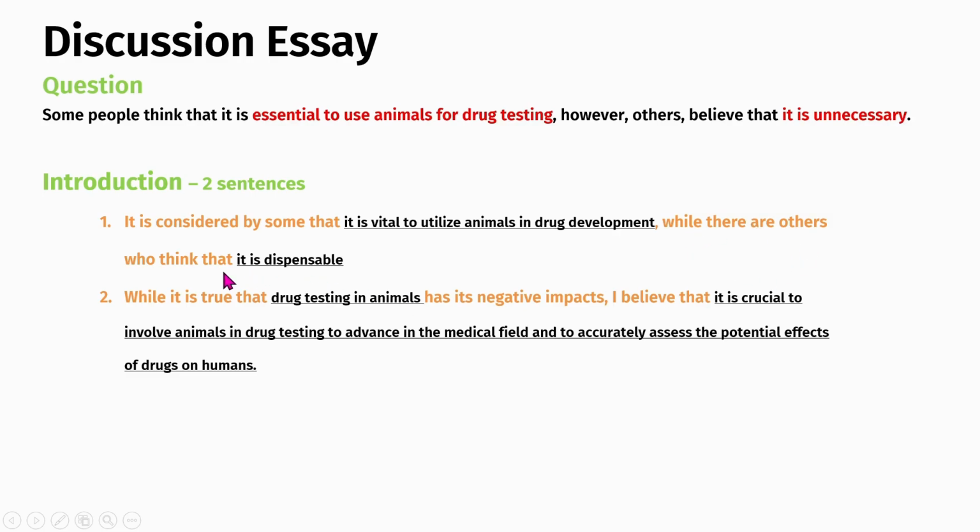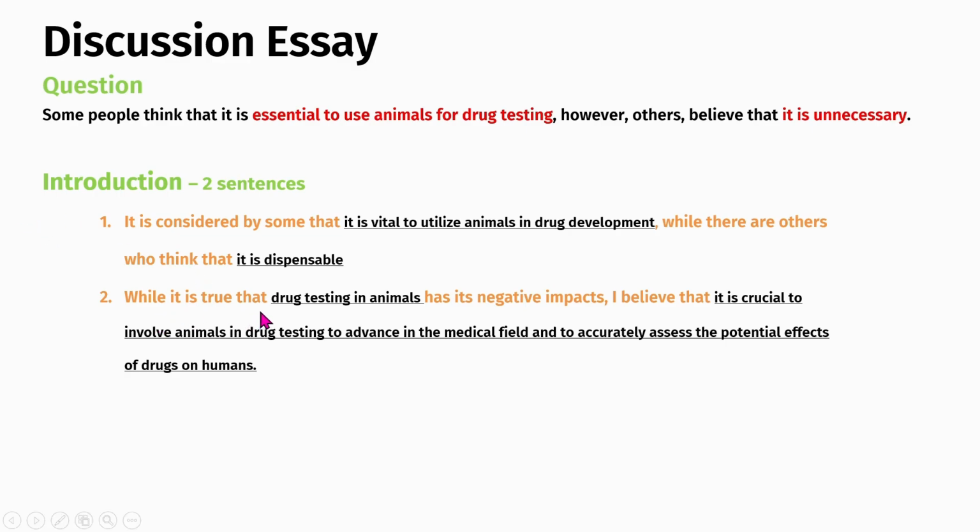While there are others who think that it is dispensable. So in the question it is unnecessary. I just paraphrased it to indispensable. So we are ready with the first line of the introduction. Now our second sentence, which is our opinion.